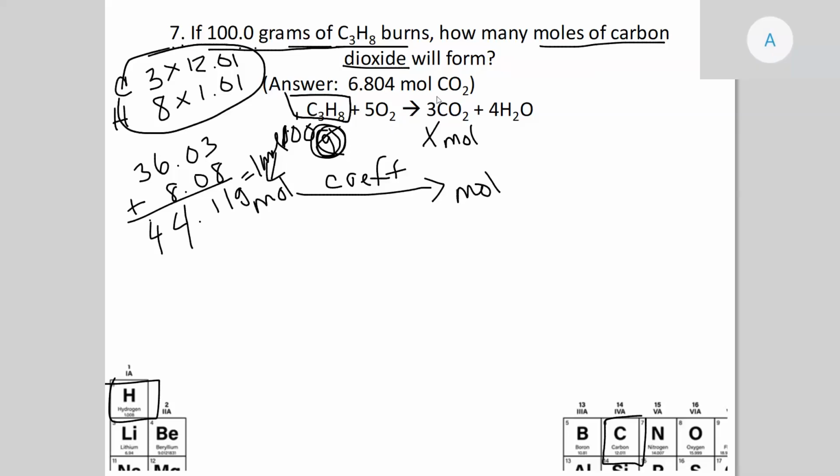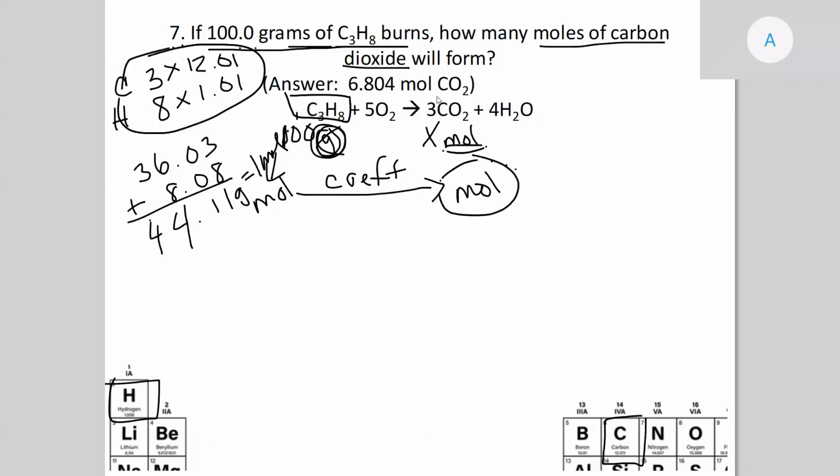All right, so now that we have the molar mass, let's take a look at what we're looking for. What unit of CO2 are they looking for? Moles. So once we get it into moles after the coefficients, do we need to do anything else? I don't think so. That's right. All right, so we have everything we need to continue.